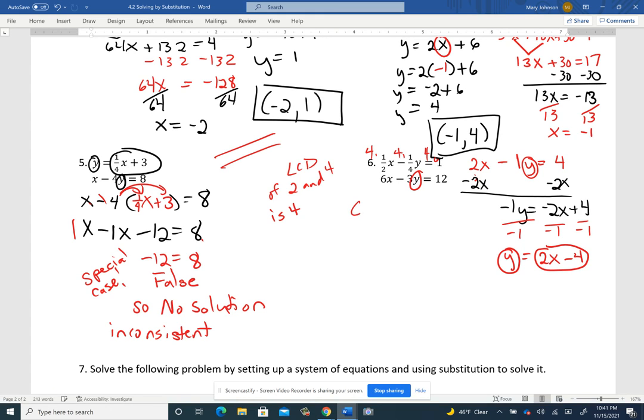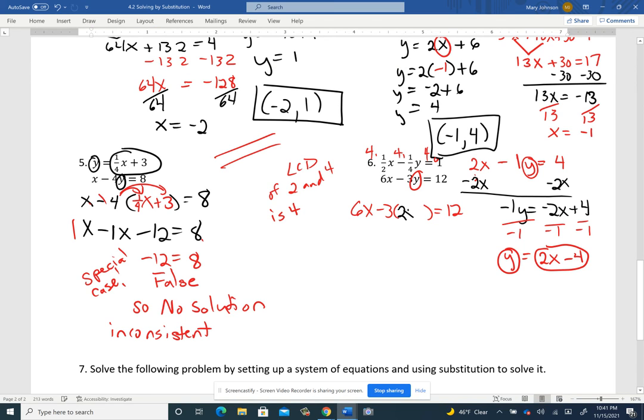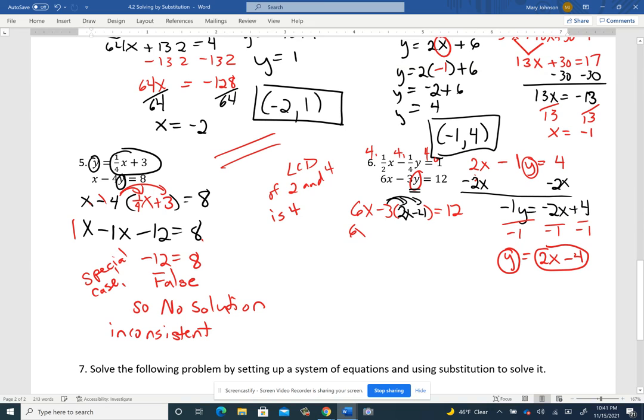Okay. So 6x minus 3 times what I had for y, and y and 2x minus 4 are interchangeable. So I'm just replacing that y with 2x minus 4. Then I can distribute, and I get 6x minus 6x plus 12 equals 12. So this is another special case, isn't it? Because these are going to cancel out, add up to be 0, gone, and I get 12 equals 12.